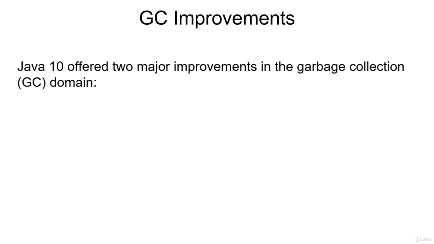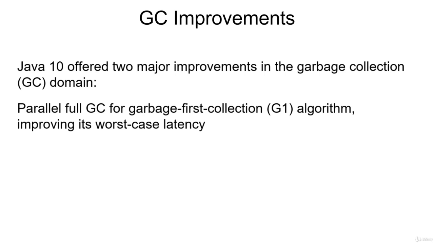In this video, we'll talk about some of the improvements which were made in Java 10 for garbage collection. Java 10 offered two major improvements in the garbage collection domain. First one was parallel full GC for the garbage first collection algorithm, improving its worst case latency.